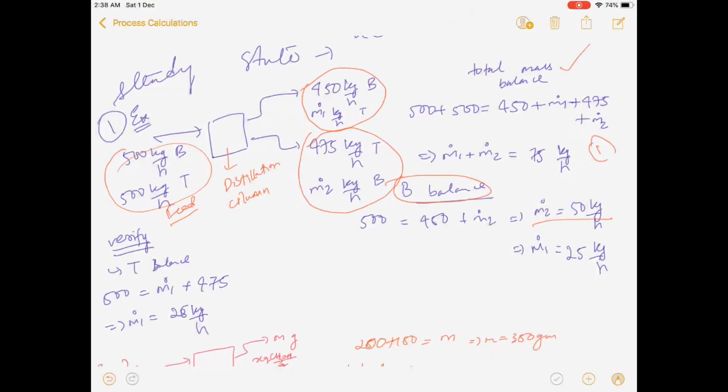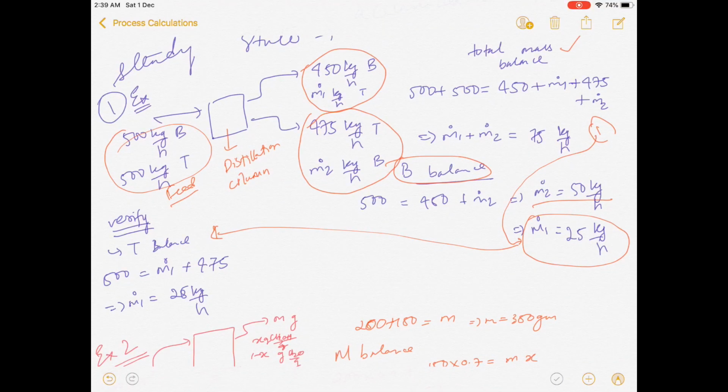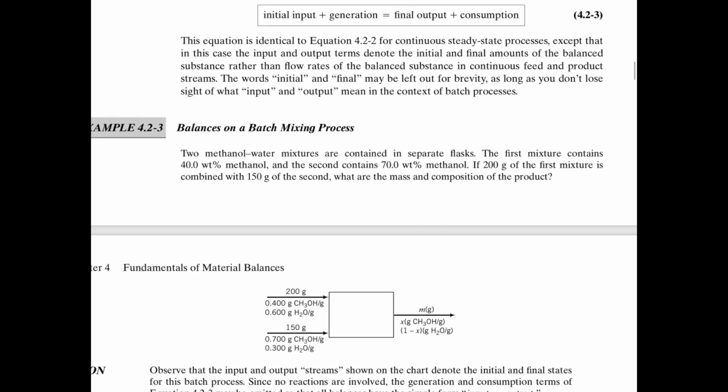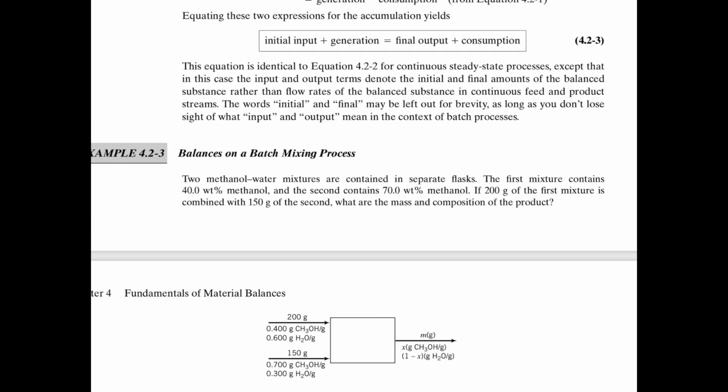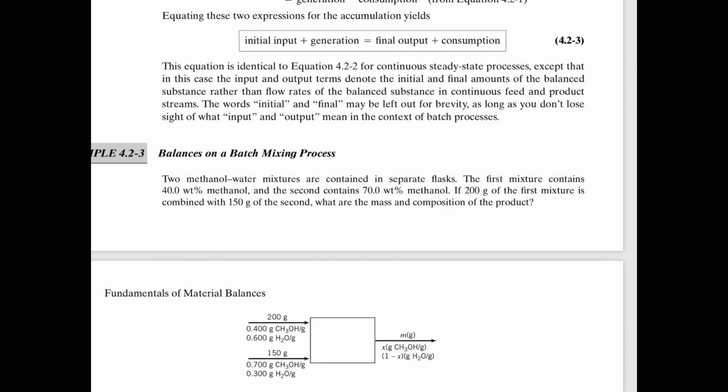In solving, we would get m2 equals 50 kg per hour, and using this equation we'll get m1 equals 25 kg per hour. We could verify this by doing our toluene balance, and it comes out to be the same, 25 kg per hour, so our process is fine. Let's look at the next example.